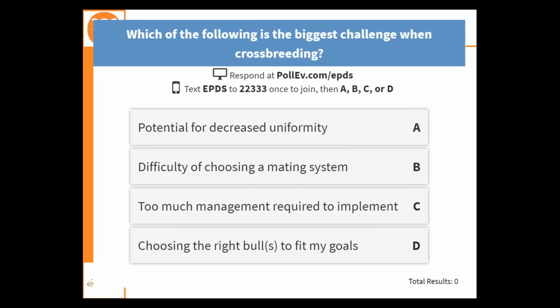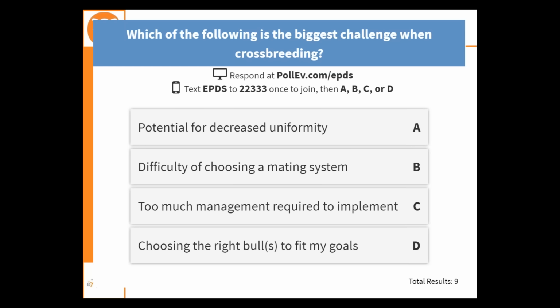Well, if I had to summarize the things we've talked about thus far, I would say we've heard a lot about different benefits we can get from crossbreeding, from both heterosis and breed complementarity. So why don't we think a little about what some of the perceived barriers are to different types of crossbreeding systems or mating systems. So let's survey the audience. Which of the following do you think are the biggest challenges when we think about crossbreeding?